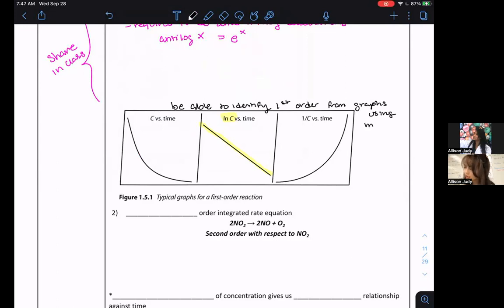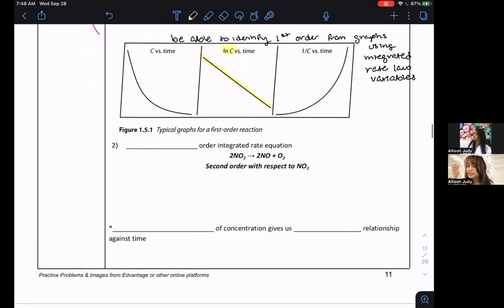So all I'm going to say here is be able to identify first order from graphs using integrated rate law relationships, rate law variables. That's all I'm going to say here. Okay, so let's talk now about second order integrated reactions, second order integrated rate laws.